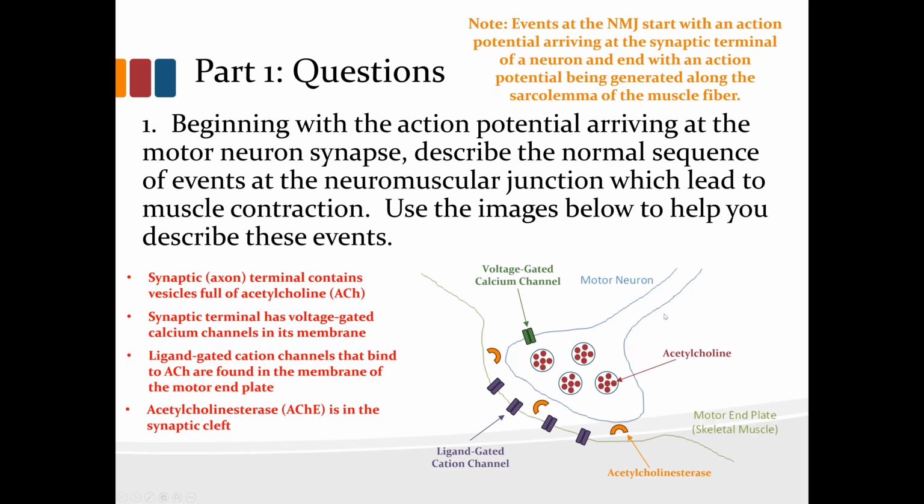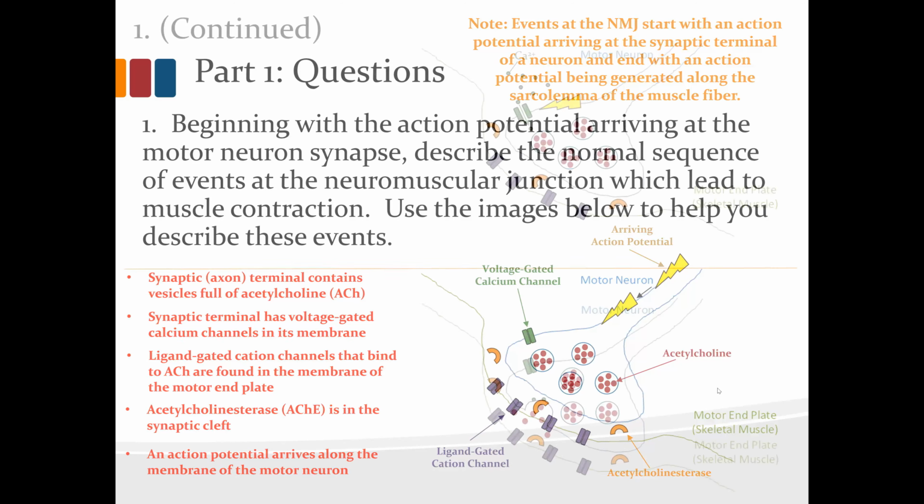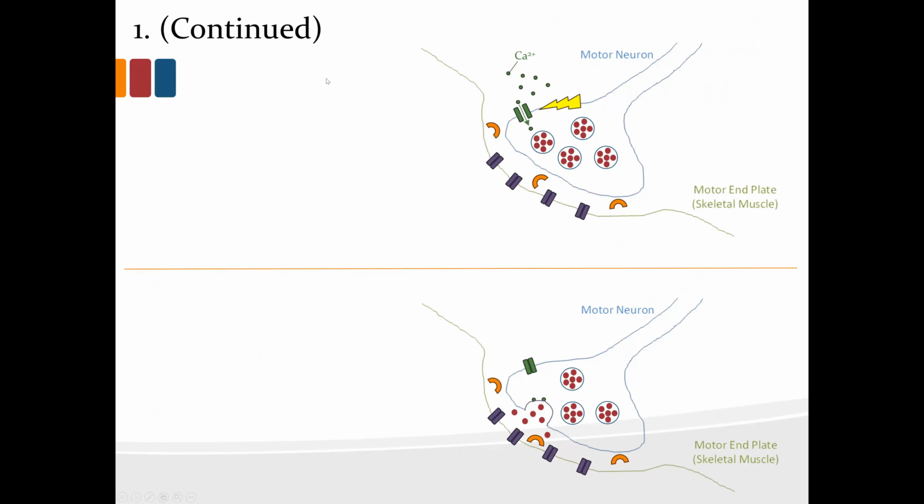So the actual process begins when we have an action potential that arrives along the membrane of the motor neuron. So it started up in an area of the axon called the axon hillock, and we'll go over that in Chapter 12. And then it propagated down the entire length of the axon, and now it has arrived at the synaptic terminal. So that action potential has just arrived at the synaptic terminal. That's where we left off.